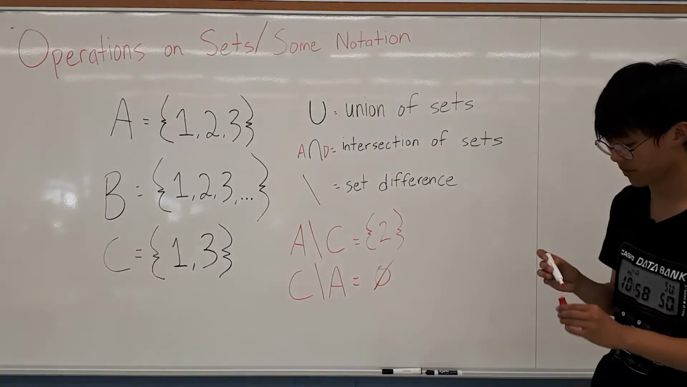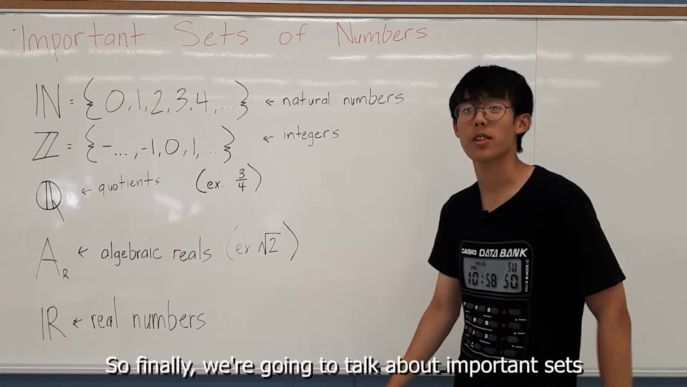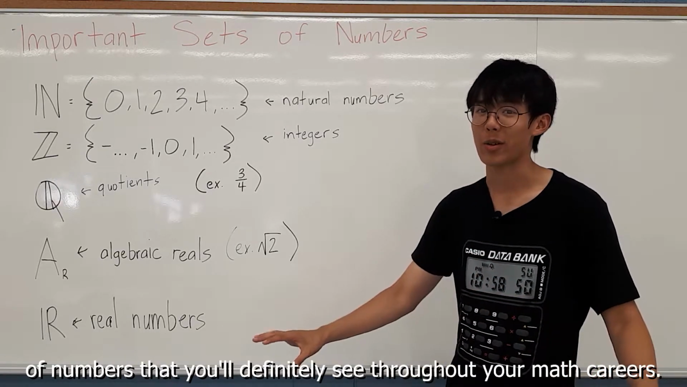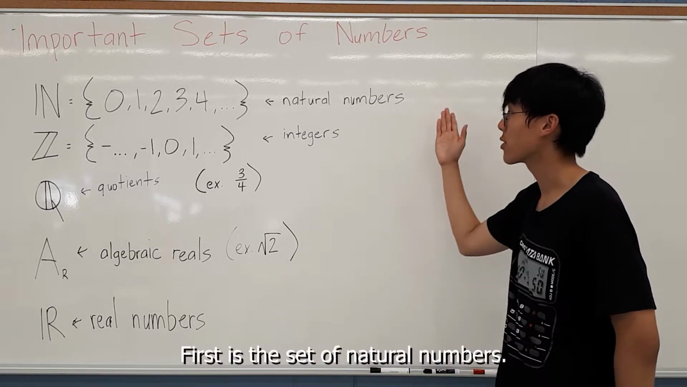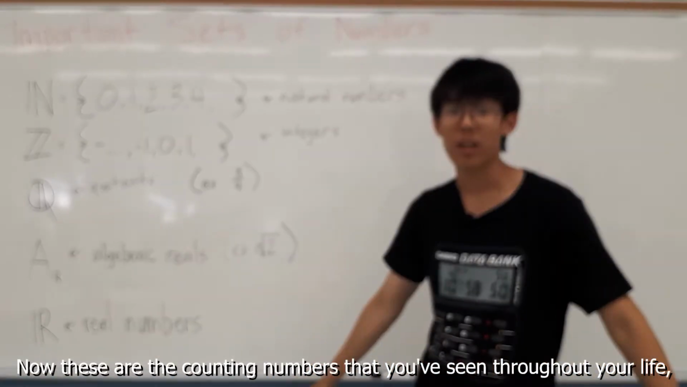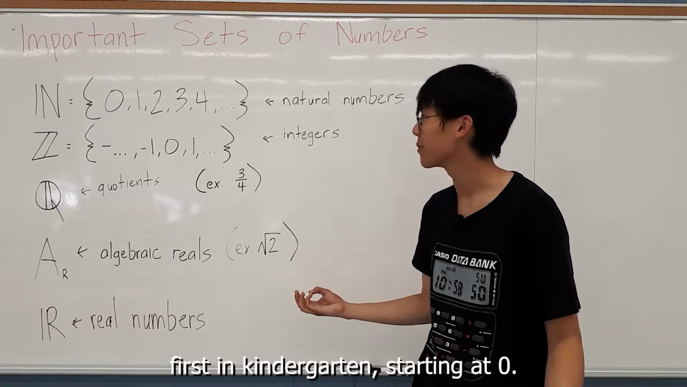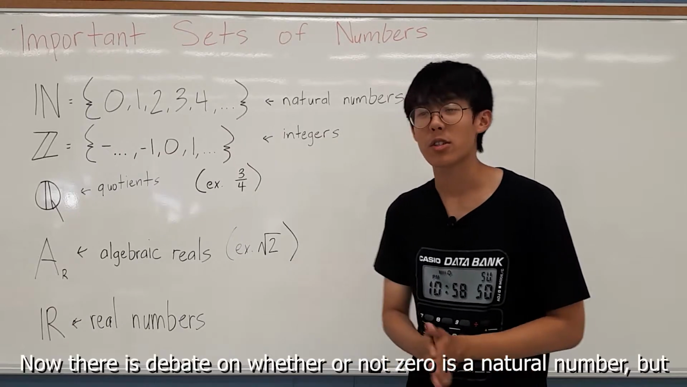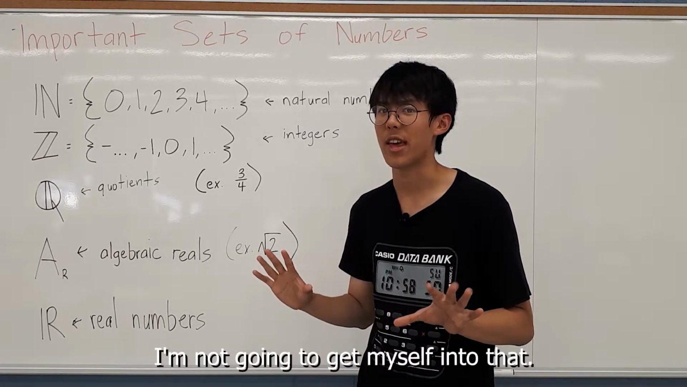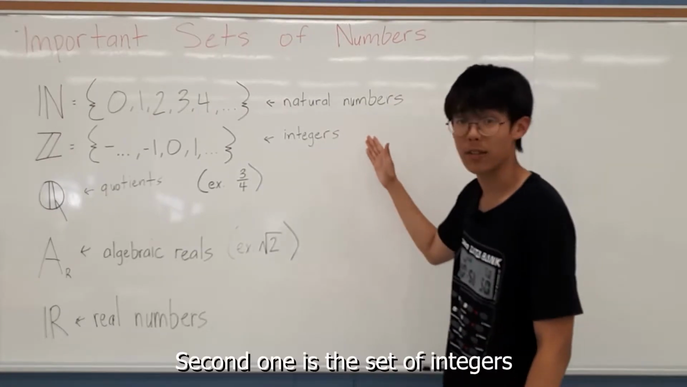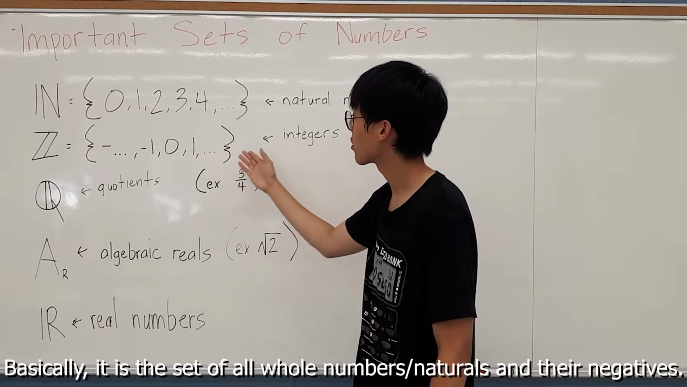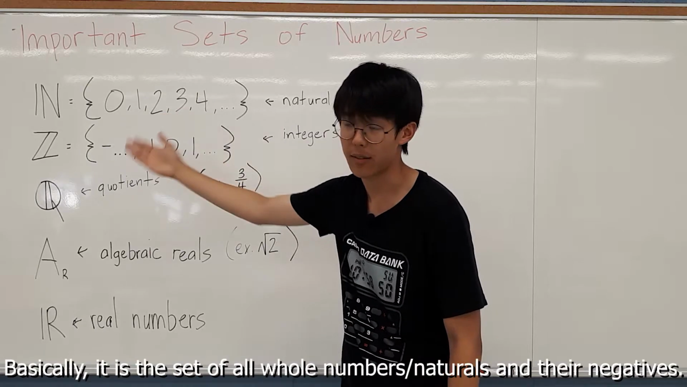So finally, we're going to talk about important sets of numbers that you'll definitely see throughout your math careers. First are the set of natural numbers. Now these are the counting numbers that you've seen throughout your life, first in kindergarten, starting at 0. Now there is debate on whether or not 0 is a natural number, but I'm not going to get myself into that. Second one are the set of integers. Basically, it is a set of all whole numbers or naturals and their negatives.